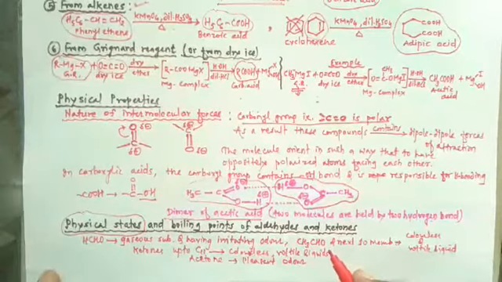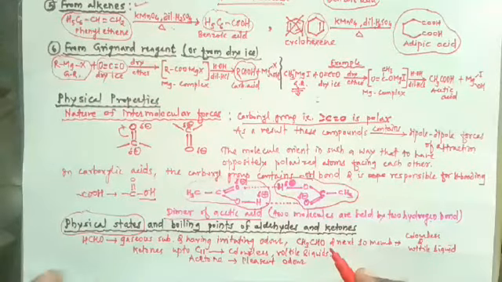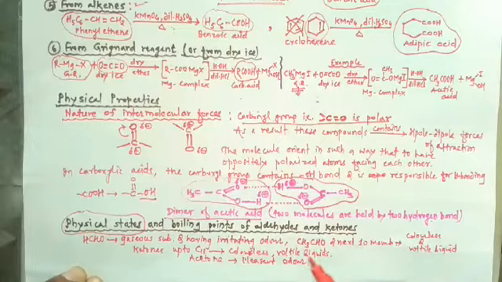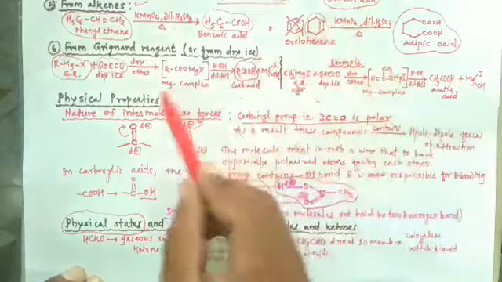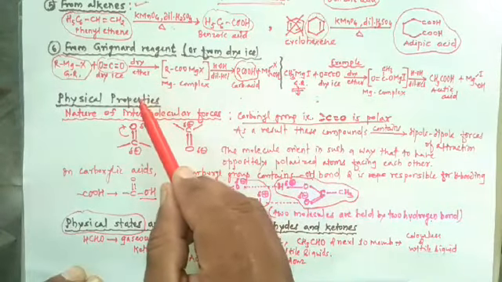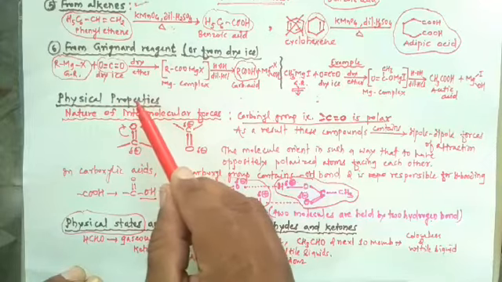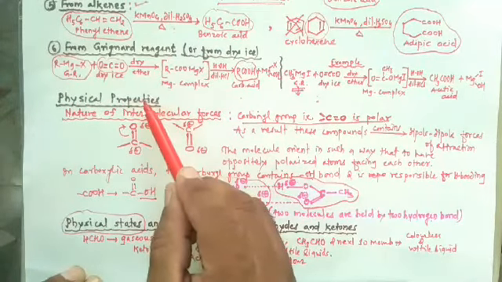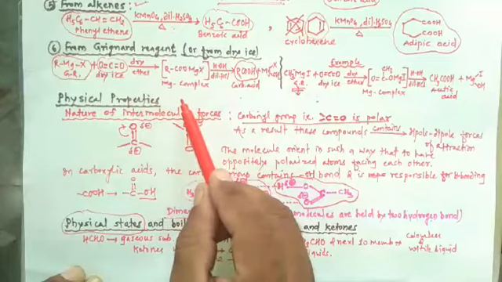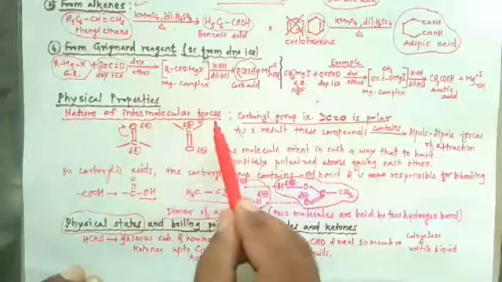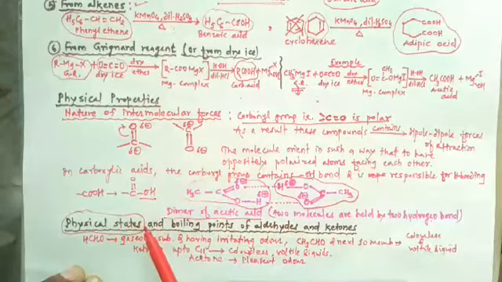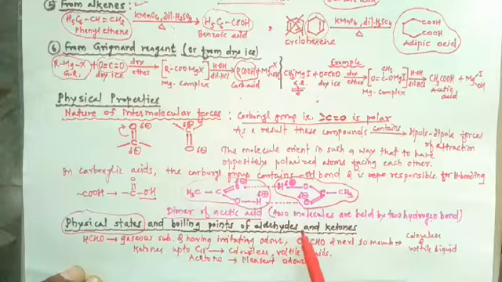So thus, in today's lecture, we studied various preparation methods of carboxylic acids. After that, we started to learn the physical properties of aldehydes, ketones and carboxylic acid. In physical properties, first of all, we studied the nature of intermolecular forces, then physical states and boiling points of aldehydes and ketones. Here we will stop. Thank you.